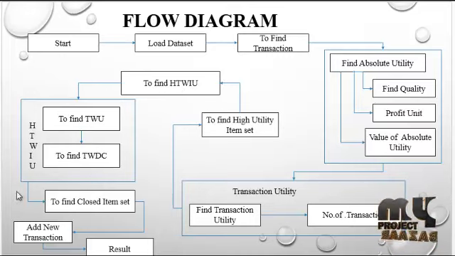After finishing the items, we have to find out the closed item sets. After calculating the closed item set, we have to add the new transaction of the particular user, and the quantity will be added. And then finally we have to show our results in a graphical manner, like runtime, memory usage and scalability results.